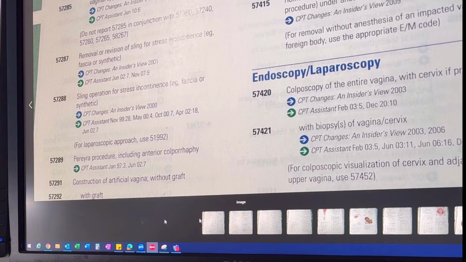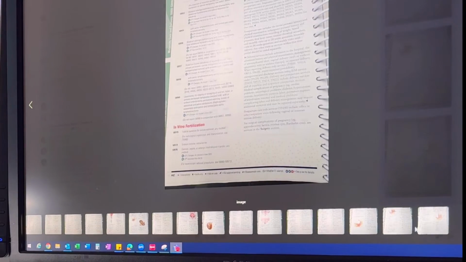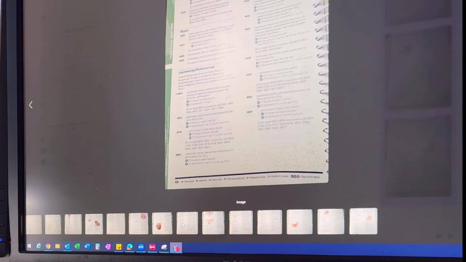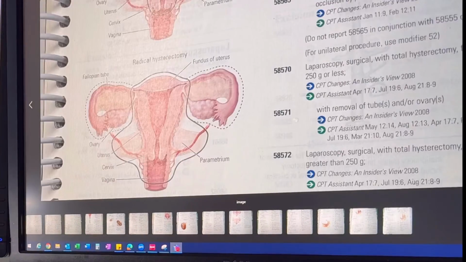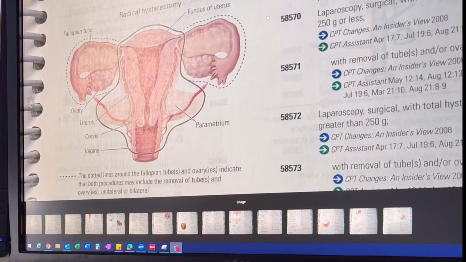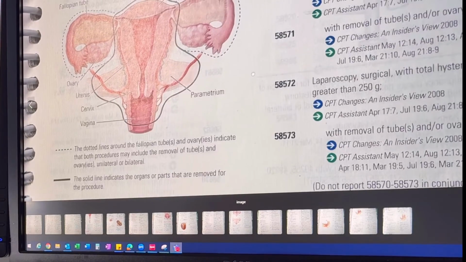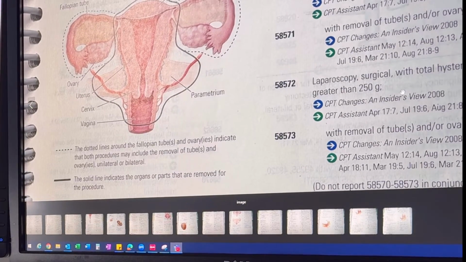And then let's go back to 58571, because that's probably what we're going to be billing. Usually patients' uteruses aren't over 250 grams. Have I seen it? Yes, but most of the time it's less. So let's get into this op note.